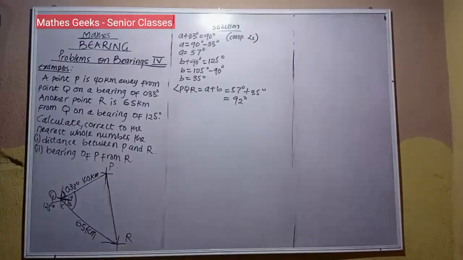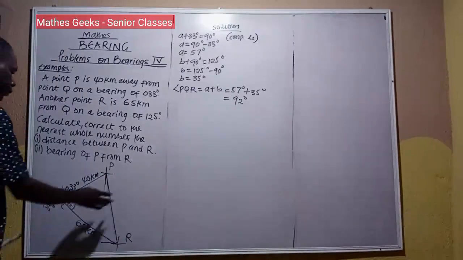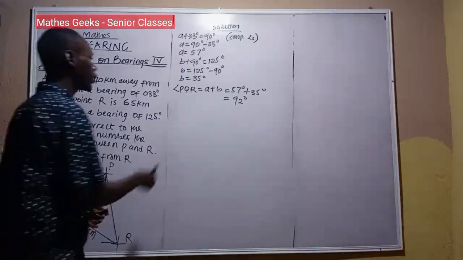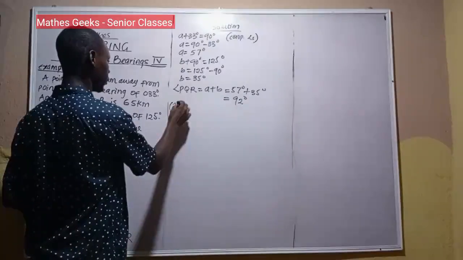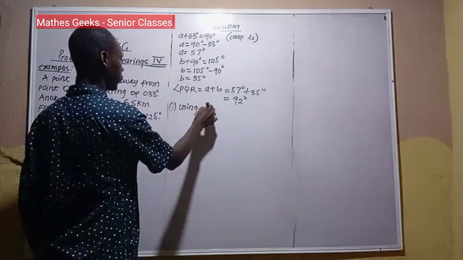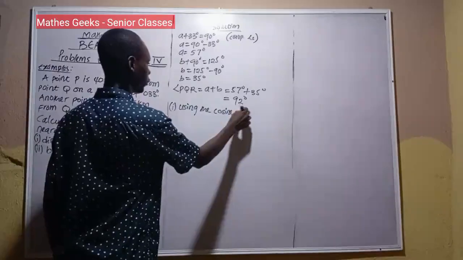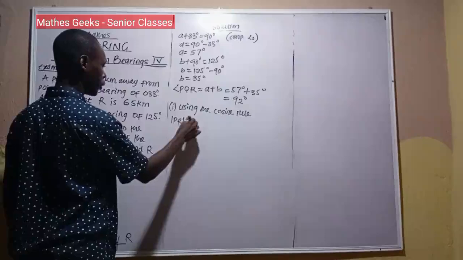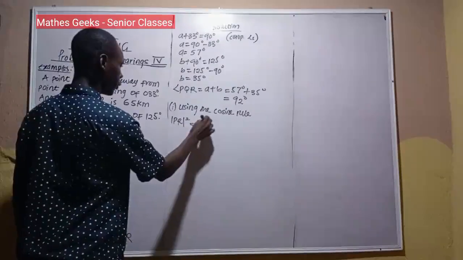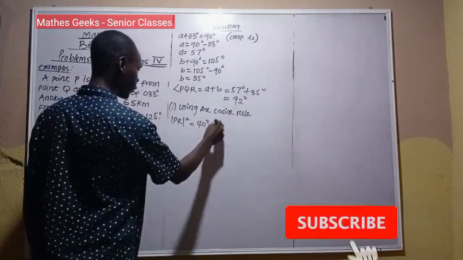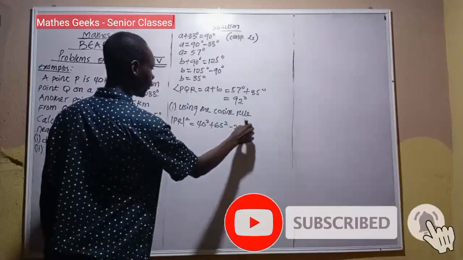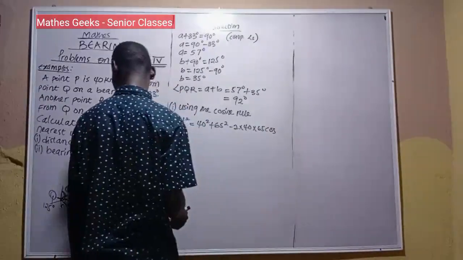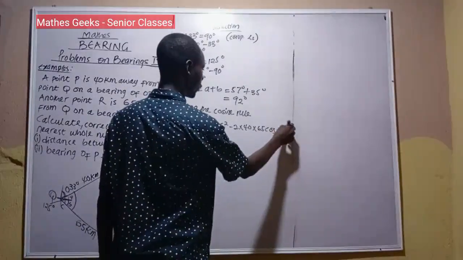So that's it. Okay, so we are looking for PR. Calculate the distance between P and R. So using the cosine rule, PR squared equals 40 squared plus 65 squared minus 2 times 40 times 65 cos 92 degrees.